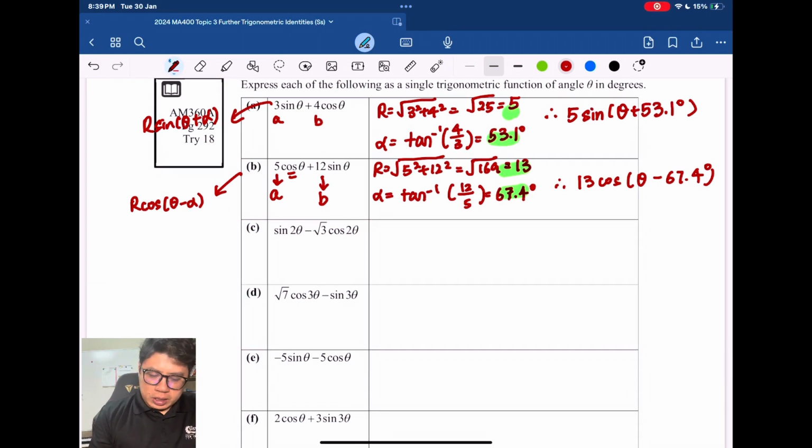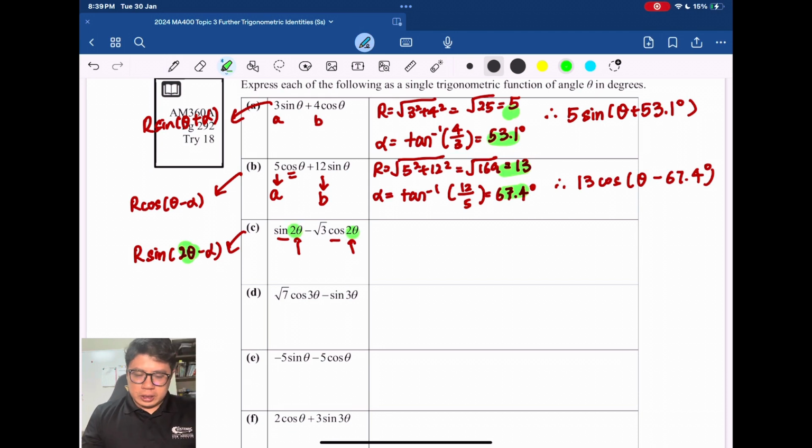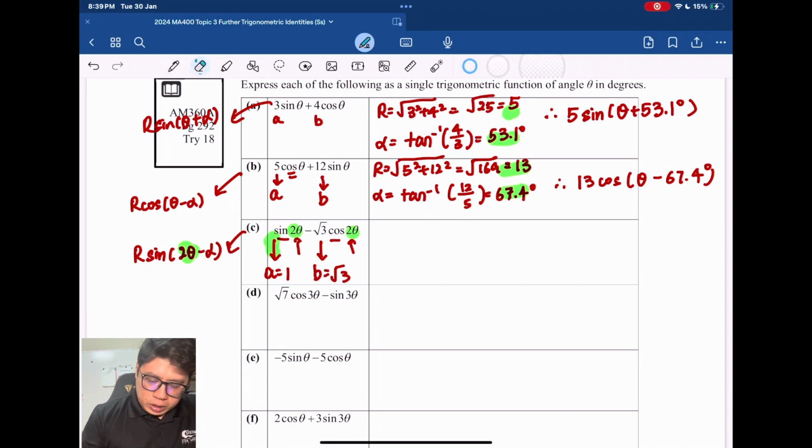Right, so we check that here in part C, sine comes first, and you must make sure that both arguments are the same. So it should look something like R sine theta minus alpha, but in this case it's a 2 theta, so we are writing it as 2 theta minus alpha. Note that here the angle that we're looking at is 2 theta. Again, here it tells us that there's nothing in front, so that means A is equal to 1, and here B is square root 3. So take note, whatever B is, it does not include any negative sign. A lot of students tend to think that B is negative square root 3, which is wrong. So just be sure of that.